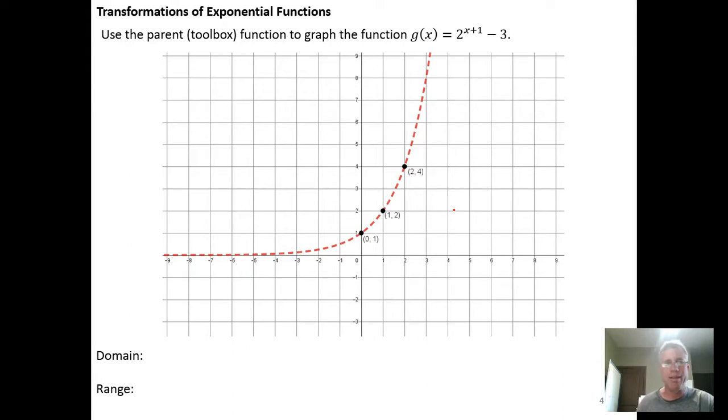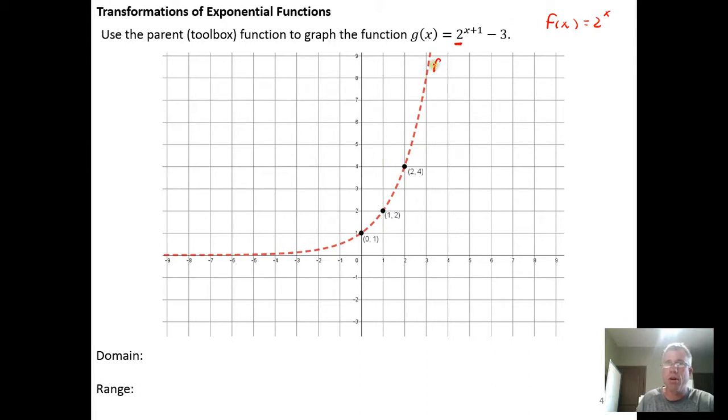We want to make sure that we list the transformations. So let's look at the function that we have. We see that 2 is in the base position. So the toolbox function is going to be f of x equals 2 to the x. And then our technique for drawing transformed functions is to get some key lattice points on the toolbox function.